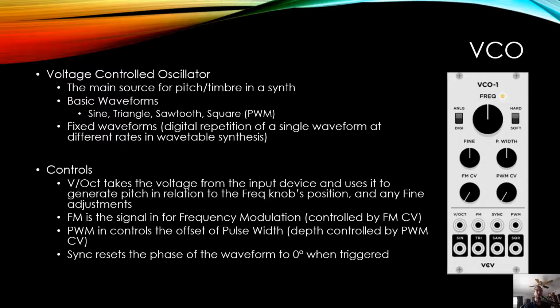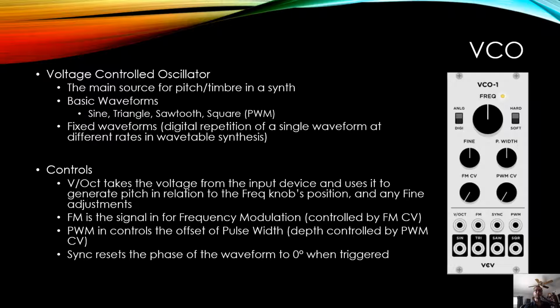Next is the VCO, the voltage controlled oscillator. This is your main source for pitch and timbre in a synth before it gets shaped by the filter. It produces a number of basic waveforms like sine, triangle, saw, and square, or PWM. All of those are output in the black boxes at the bottom.